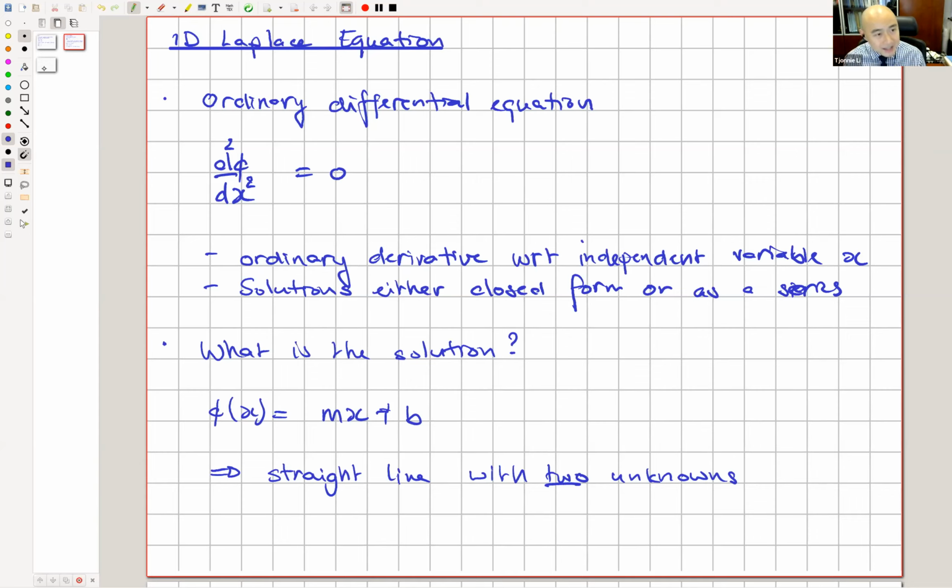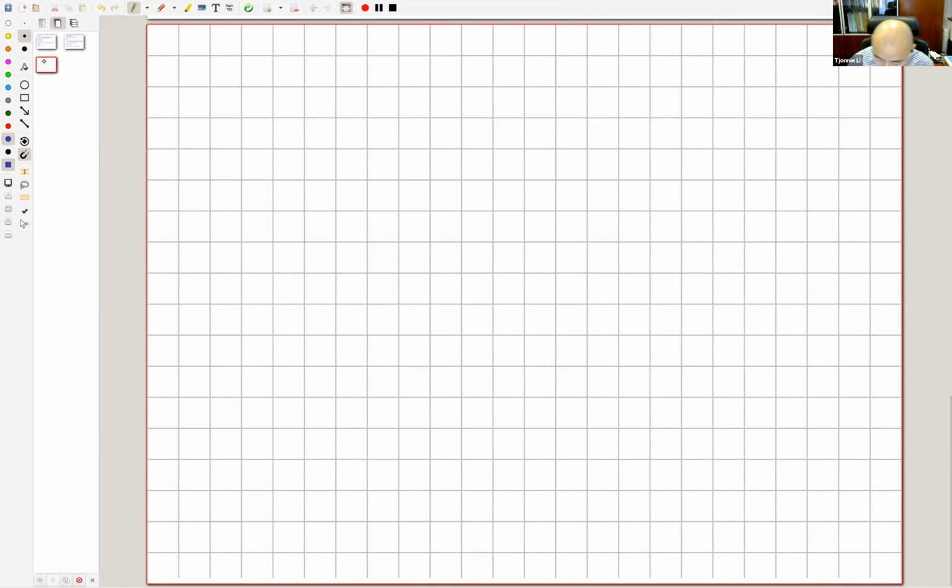Okay, so that's something to keep in mind. And we can actually apply the same thing when we talk about higher dimensional Laplace equations. Let's consider now some generic n-dimensional Laplace equation.